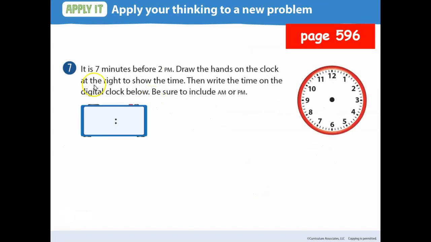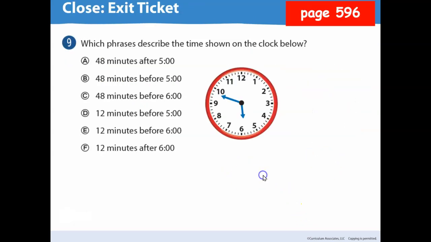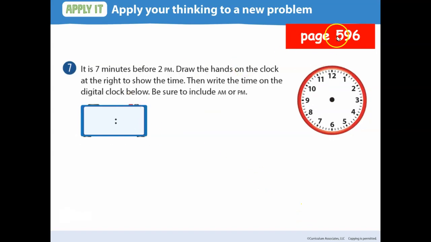Let's move on. So on 596, it says it is 7 minutes before 2 p.m. Before 2 p.m. Right? So 7 minutes before 2. So I start at 12, count backwards. 5, 10, 6, 7. So it should be right there, correct? Right there. That's my minutes right there.